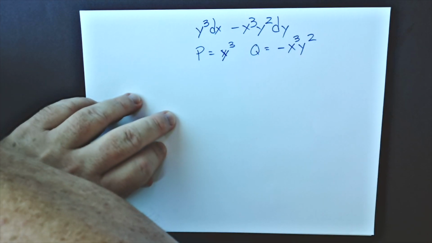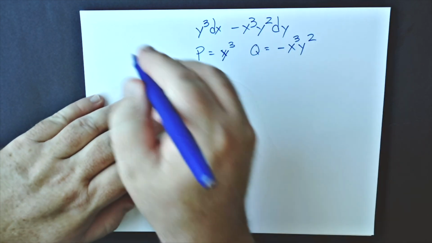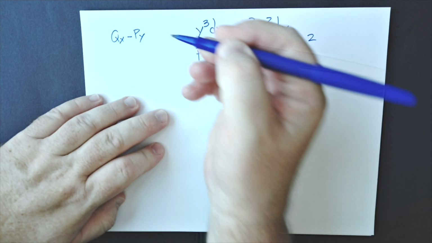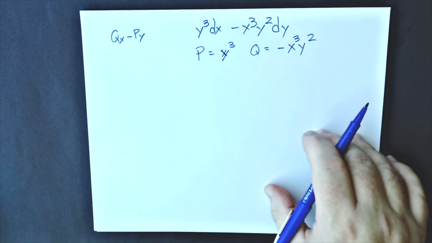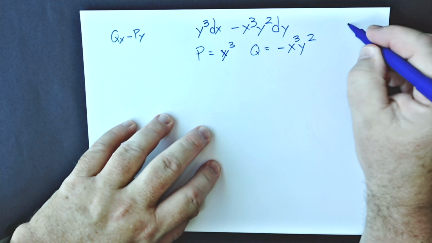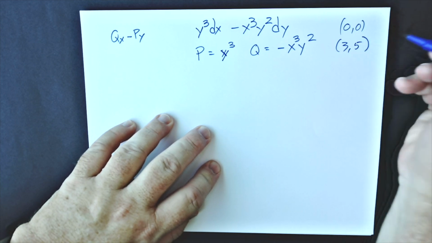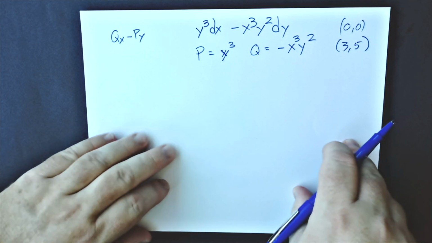And so then let's make sure we remember what we're looking for here. I'm just going to make a note. It's Qx minus Py, right? And let me see. We got some bounds here. We're going to go 0, 0 to 3, 5. All right?